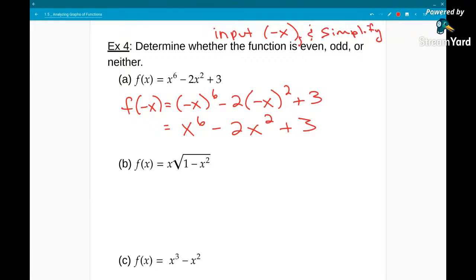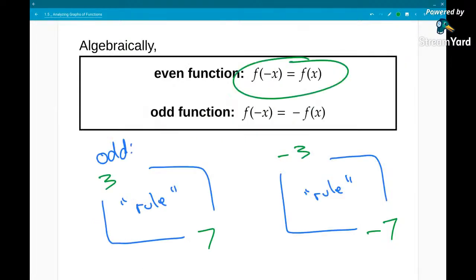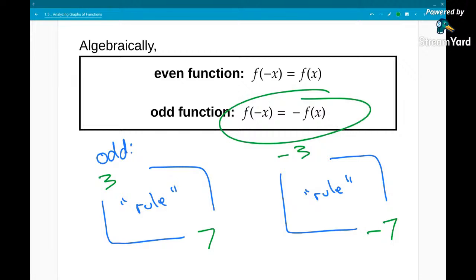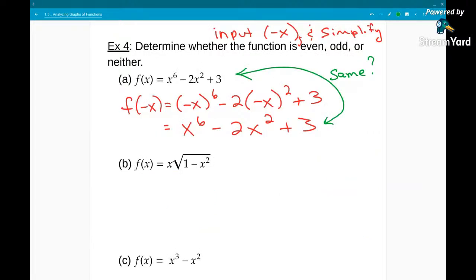Now you have to understand the definition. Are you getting back the same thing? Because if they're the same, then they're even. If they're opposites, then it's odd. And if it's neither the same nor opposites, then it's neither. So looking at these, yes, they are the same. We have an even function.